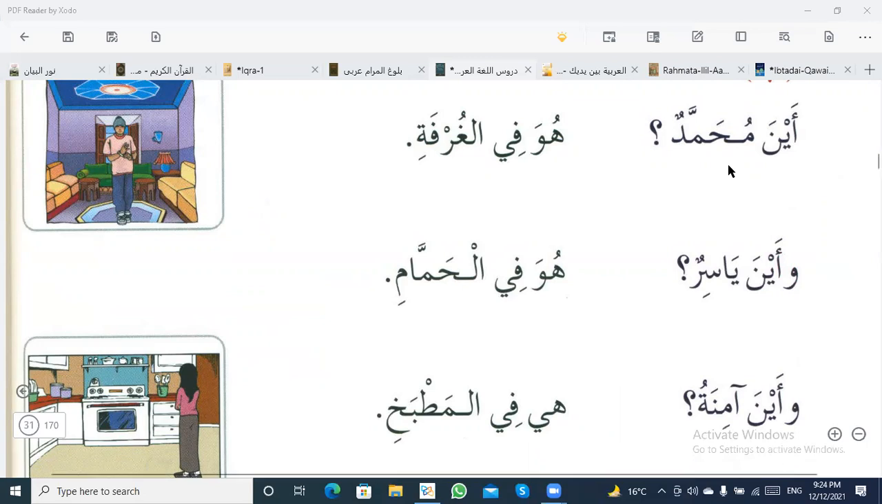Sister. Aina Muhammadun? Who? In the room. What is غرفة again? Room. He is in the room. We use هو for masculine. Huwa fi al ghurfati. Okay.